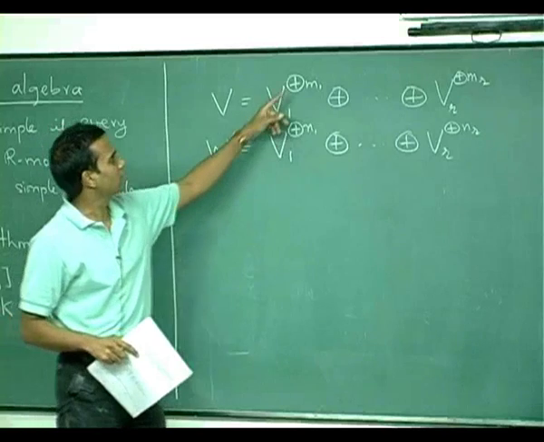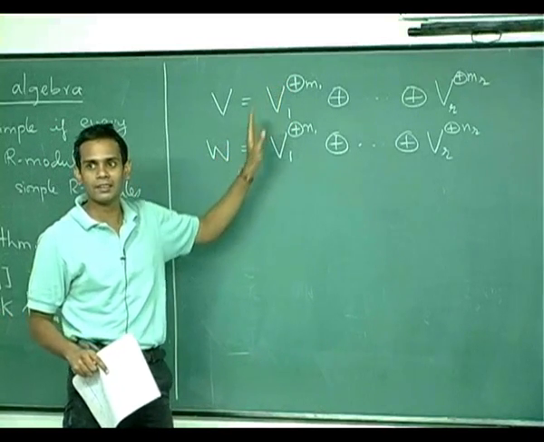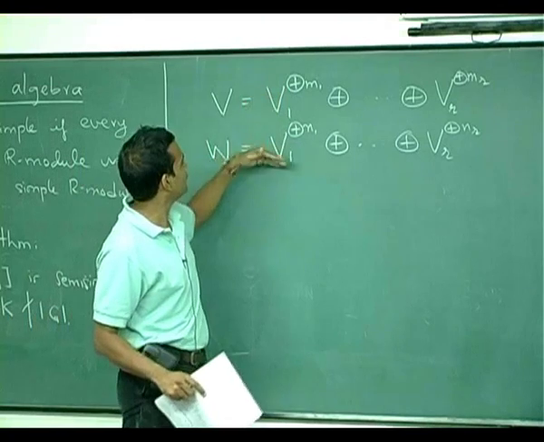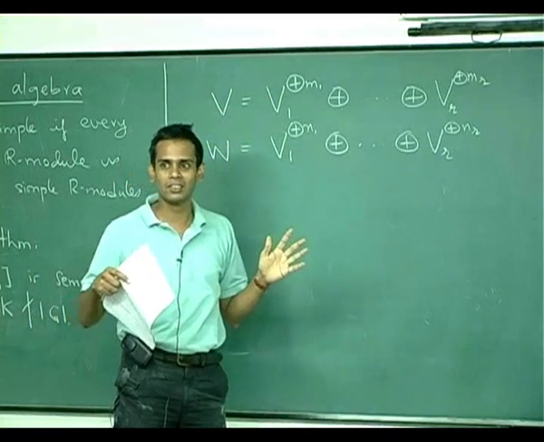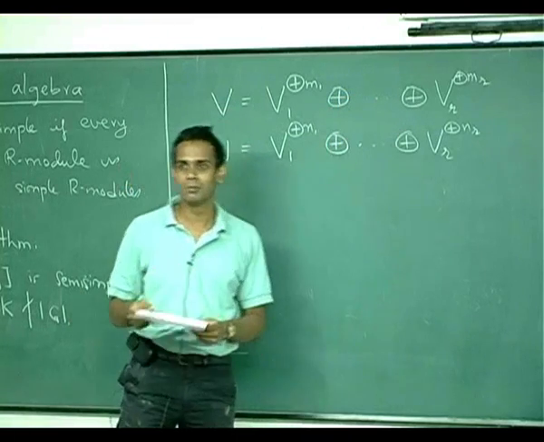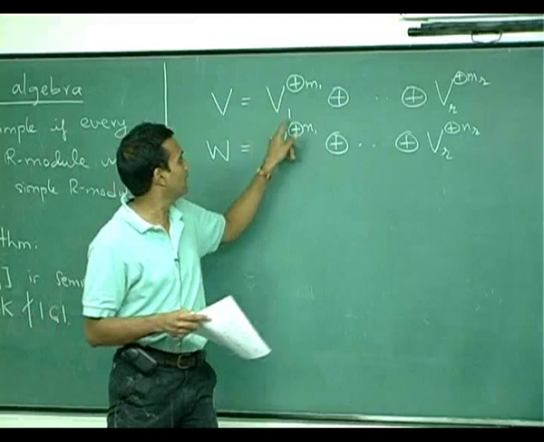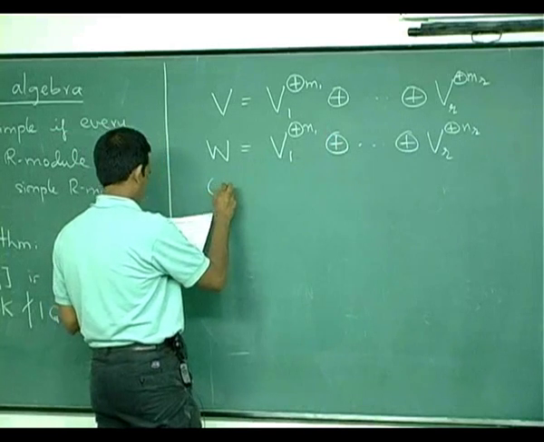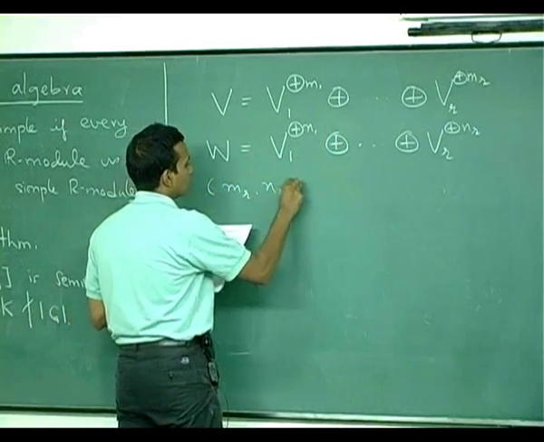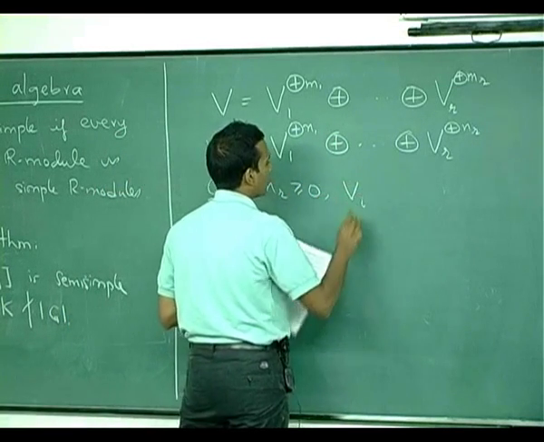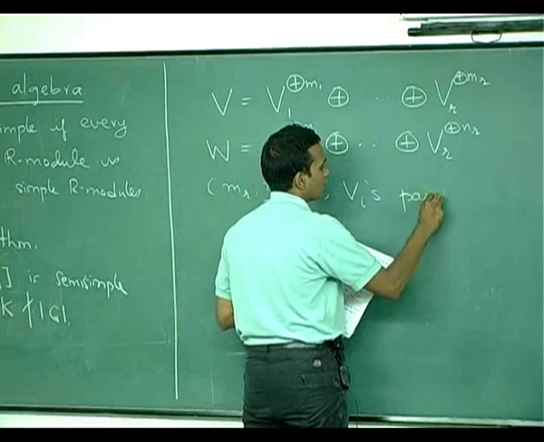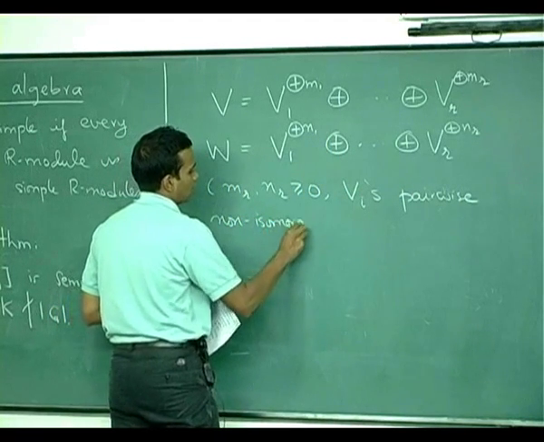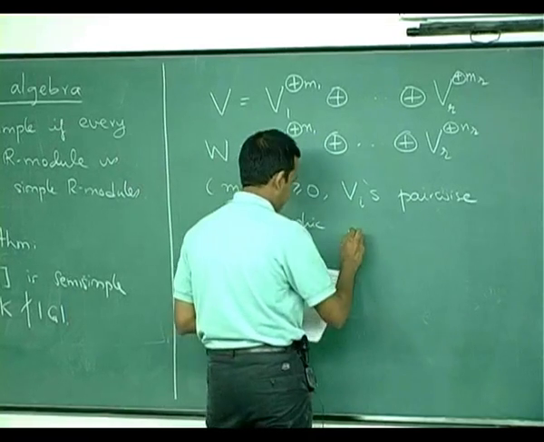If I don't insist that the Mi's be strictly positive, then I can assume that this set of simple modules is the same. Because suppose some different simple modules occur in these two decompositions, I can just enlarge them to the union, and by putting some of these indices to be zero, I can assume that the indexing sets are the same for the simple modules. So Mi and Ni are greater than or equal to zero, and the Vi's are pairwise non-isomorphic simple R modules.